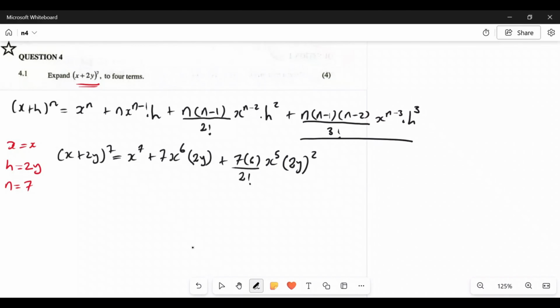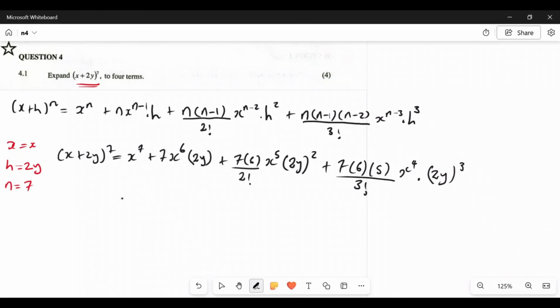Then we do the fourth term. Again, we just substitute there, guys. We have n, which is 7, multiplied by n minus 1, which is 7 minus 1, that is going to give us 6, multiplied by n minus 2, which is 7 minus 2, that is going to give us 5, divided by 3 factorial. There we go. And then multiplied by x to the power of n minus 3. So it's going to be 7 minus 3, and that is going to give us 4. So we have the power of 4, multiplied by h cubed. Remember, h is the same as 2y there. So we're going to write (2y) cubed.